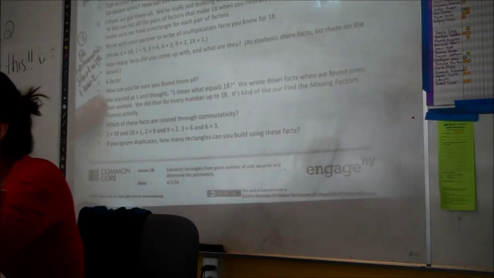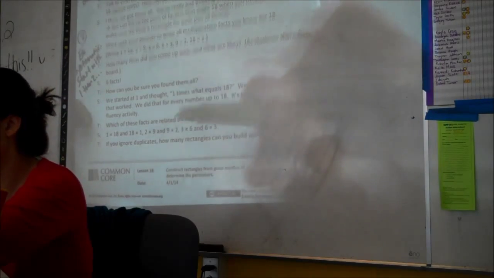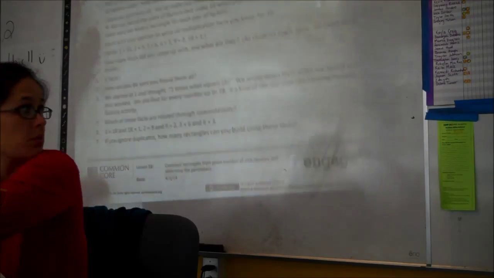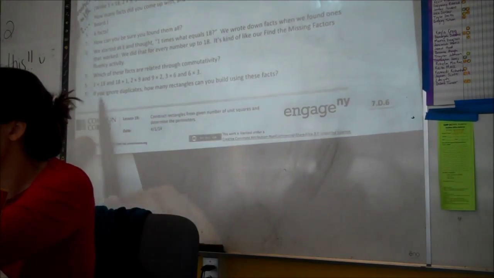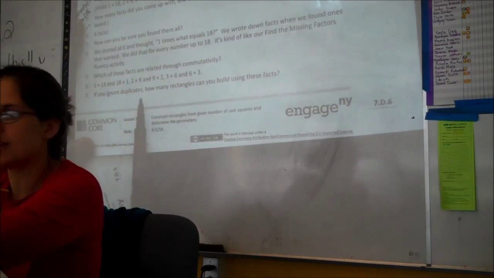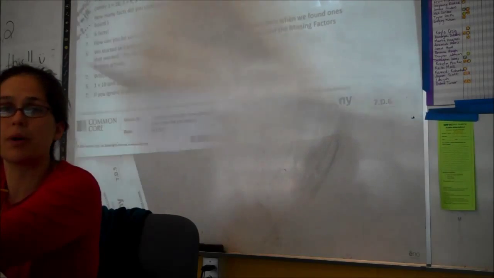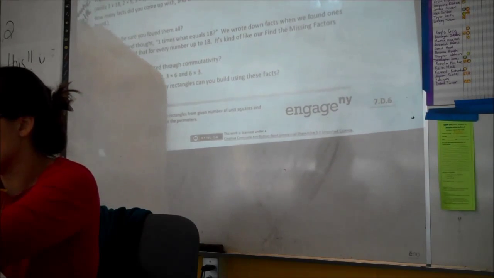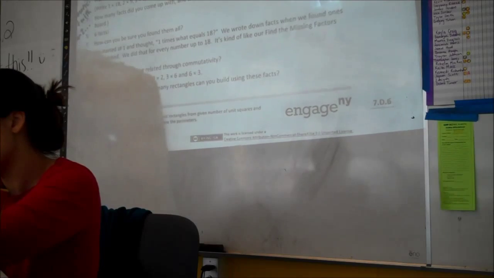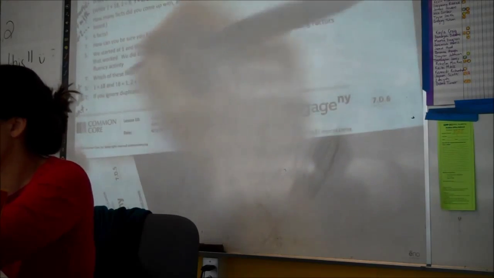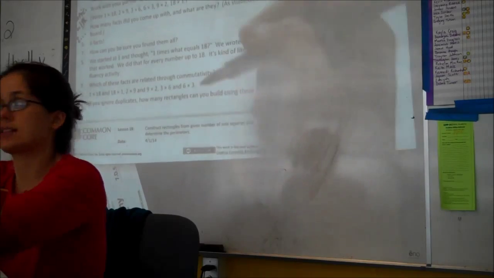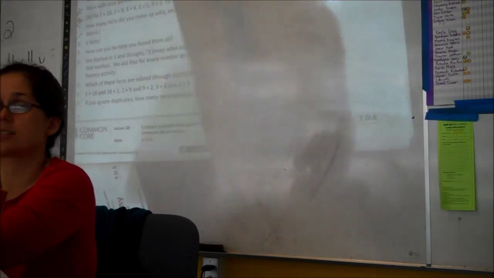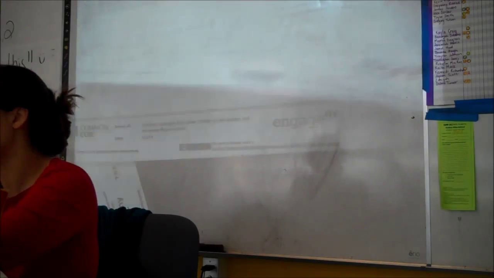How can you be sure we found them all? We started at 1. This is just going more through the systematic. Which of these facts are related through commutativity? So here, 1 times 18, 18 times 1, if you ignore duplicates, that's kind of the next teaching point. The next teaching point is, right, not to double count. I'm going to summarize that way. Don't double count. This teacher said, which of these facts are related through commutativity? I could say which rectangles look the same, but that's kind of the next main idea. If you ignore duplicates, how many can you get?